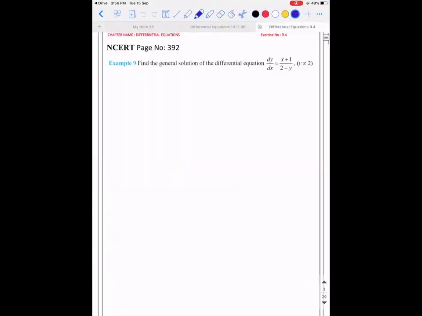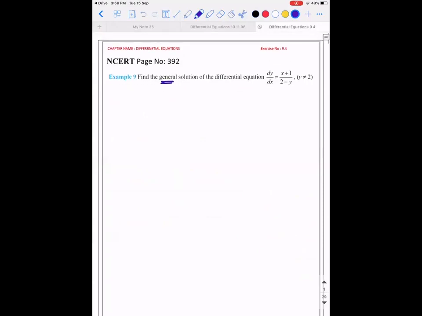So find the general solution of the differential equation dy by dx is equal to (x plus 1) divided by (2 minus y). See, generally it is in this form. When I write y is equal to f of x, what is the meaning of this? Your understanding is that the variable y is dependent on x, right? If I give you f of y, you will say the variable x is dependent on y.